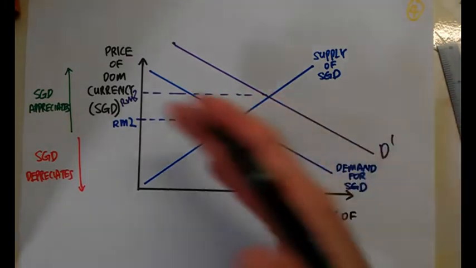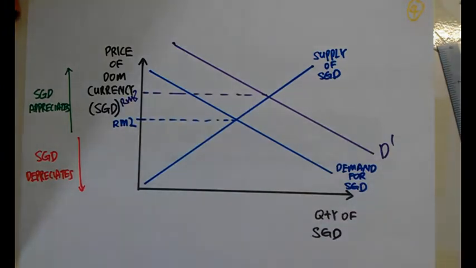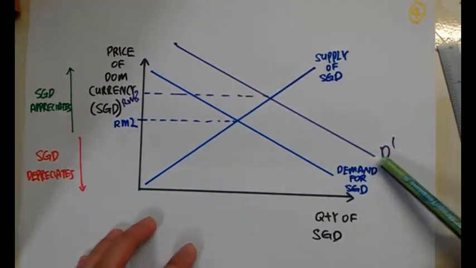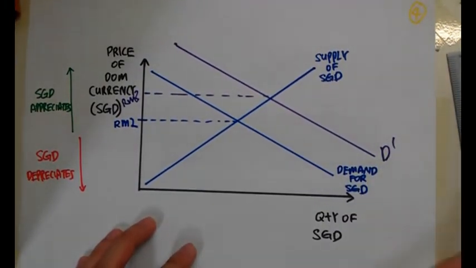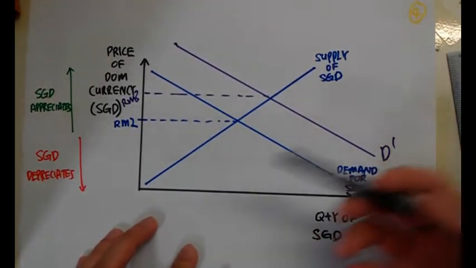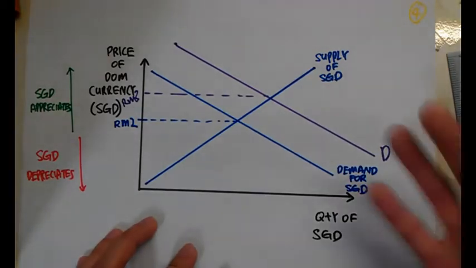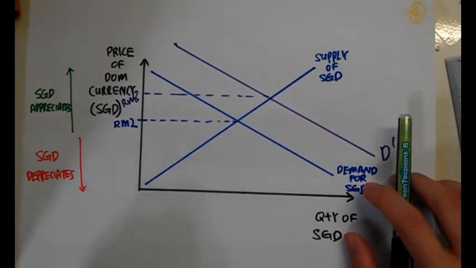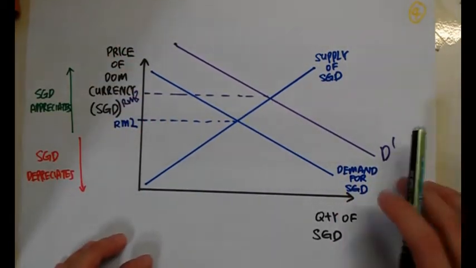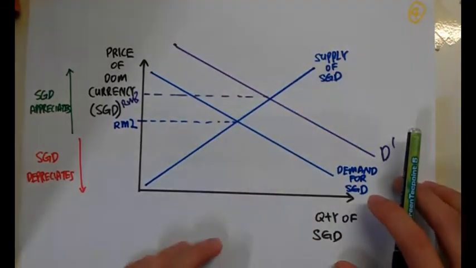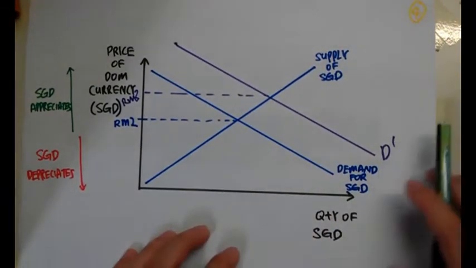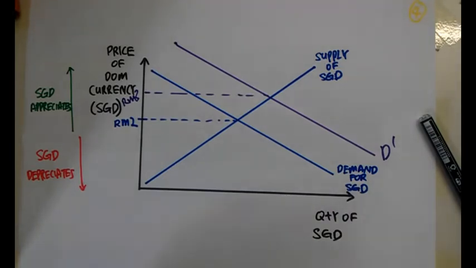And that is why the demand curve is going to shift to the right side. And that is where this purple line appears, D prime. So that is my new demand curve, and the equilibrium has brought me to 3 ringgit. So now, as you can see, my Singapore dollar has appreciated, and I need to use 3 ringgit to exchange for 1 Singapore dollar.